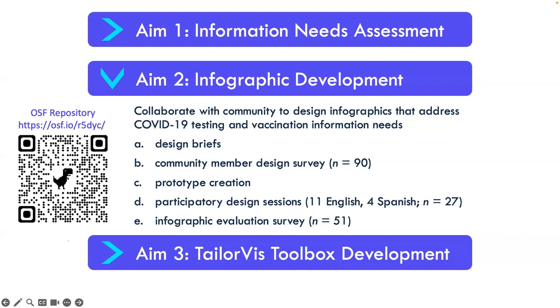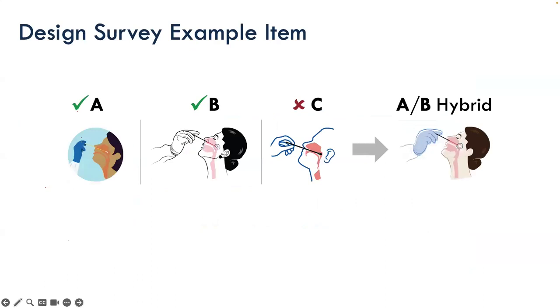I then worked closely with our professional graphic designer and illustrator, Alexa, to create prototype infographics that we refined over a series of 15 participatory design sessions with a total of 27 of our community members. Lastly, we conducted an online survey to give us just a preliminary evaluation of the infographics that came out of that participatory design process. Here's an example item from the design survey.